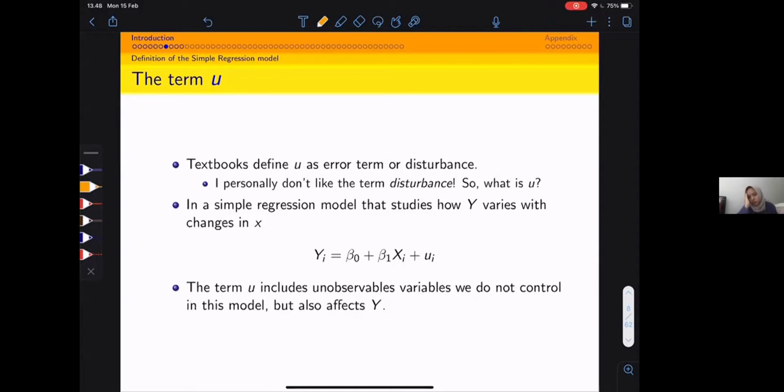So basically, the textbook defines U as the error term or the disturbance. We discussed this quite intensively last week. I personally don't like the term disturbance. And so what is U? Anyone want to share their thoughts?